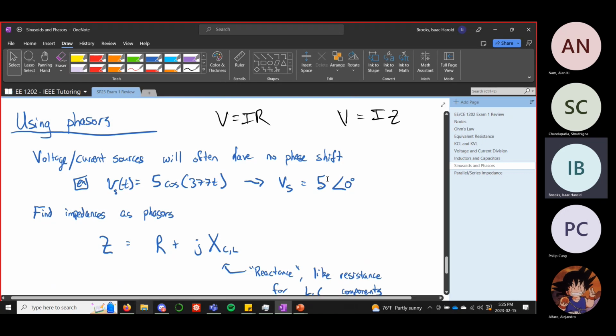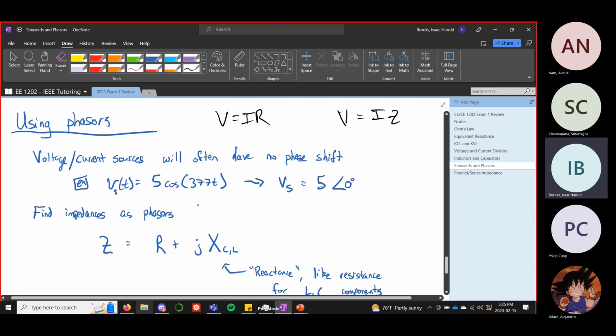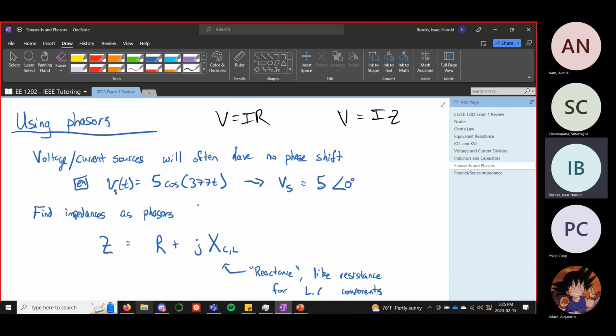So current and voltage sources will often have no phase shift. Usually when you get them, they're going to say something like this. Like this is your voltage source. And so you can say the magnitude at an angle of zero. Okay. This is step one. When you get a problem like this, oftentimes you're going to get the voltage in a form that looks like this. Being able to extract the polar form from that is really important. That's step one. So you know that there's no plus or minus here, so the phase shift is 0 degrees, and the magnitude is 5. It's 5 at an angle of 0.